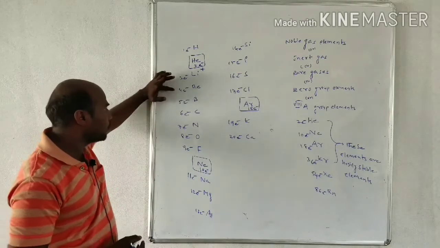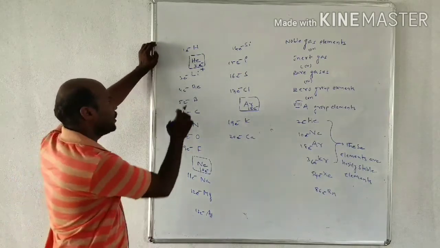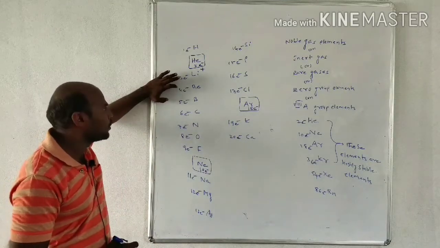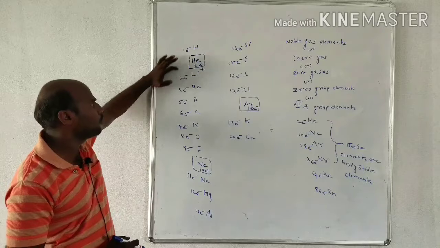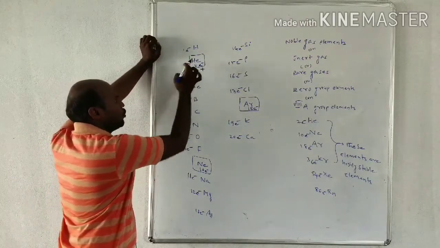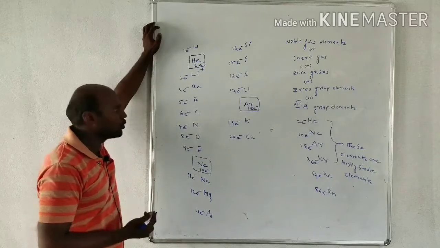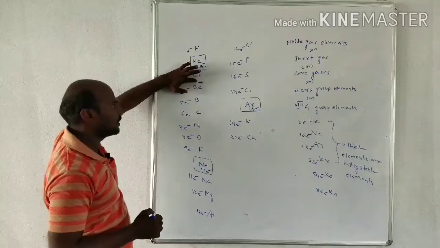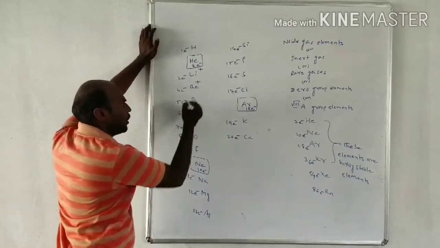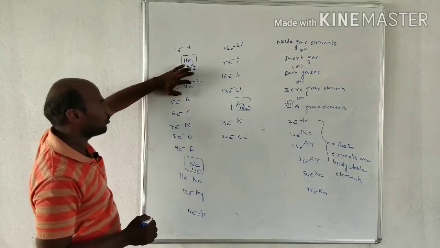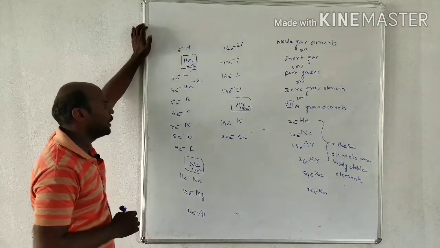Similarly for beryllium. How many electrons are present in beryllium? 4 electrons are present in the beryllium atom. Beryllium is nearer to helium. So 4 electrons are converted into 2 electrons. How many electrons will it lose? 2 electrons. Loss of electrons is indicated by a plus sign. So the beryllium atom loses 2 electrons and is converted into helium.